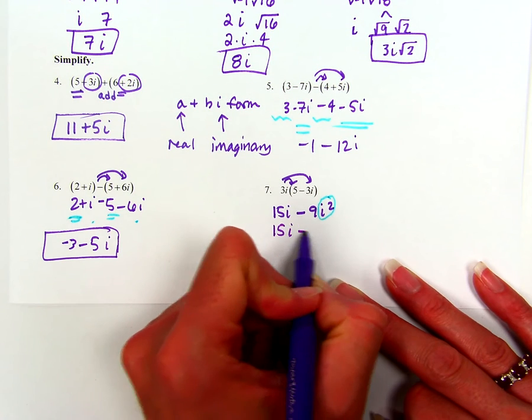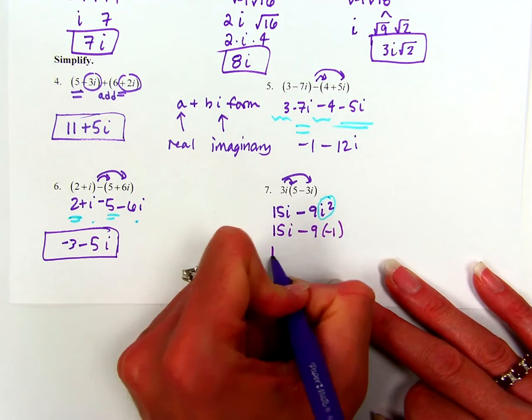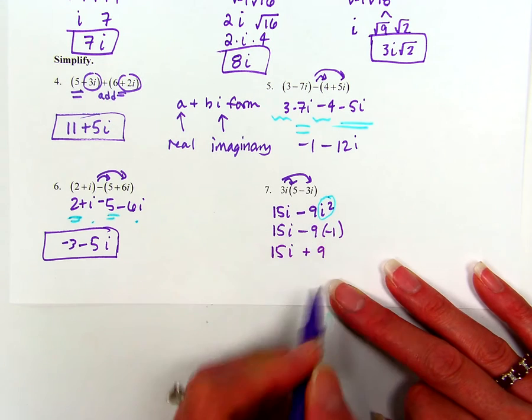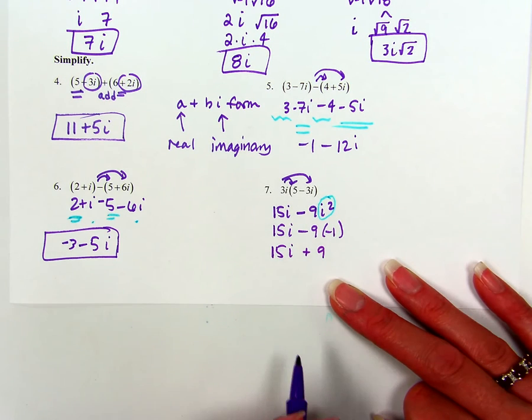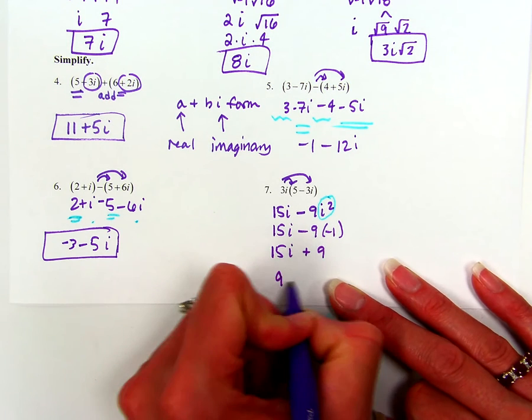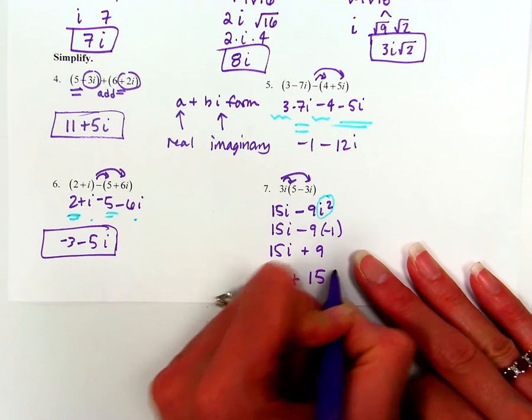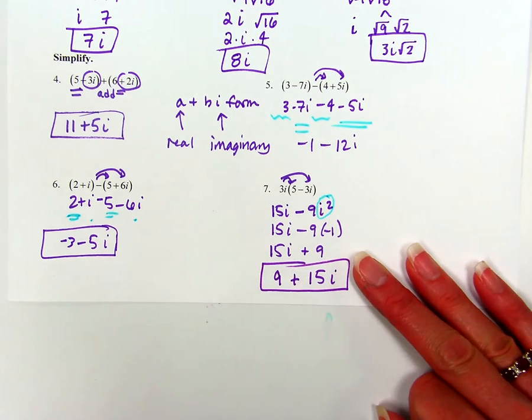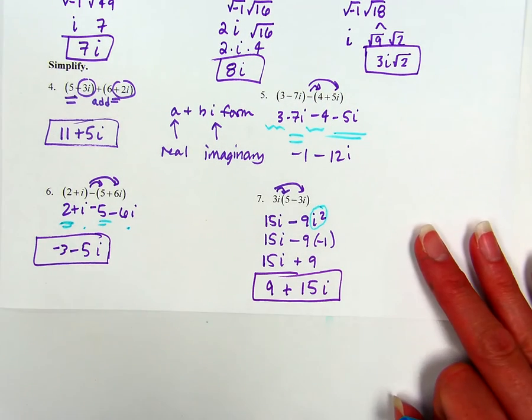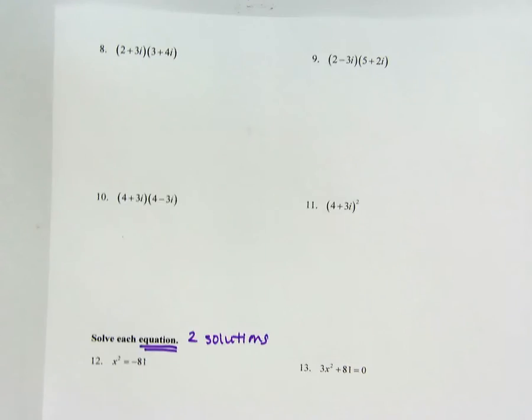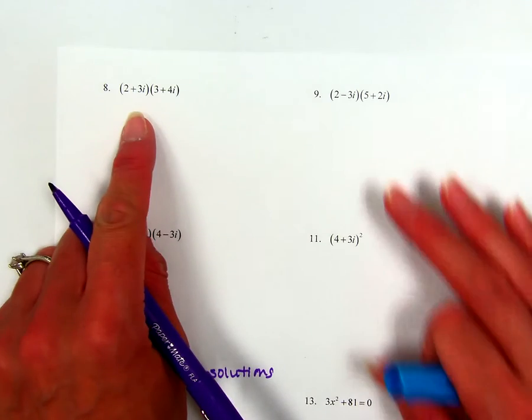So we have 15i minus 9 times negative 1. So 15i plus 9, because negative 9 times negative 1 is plus 9. This answer is okay, but I'd rather write it in a plus bi form, so I have 9 plus 15i as my final answer. Okay, so we're going to keep going. We're going to multiply, right?